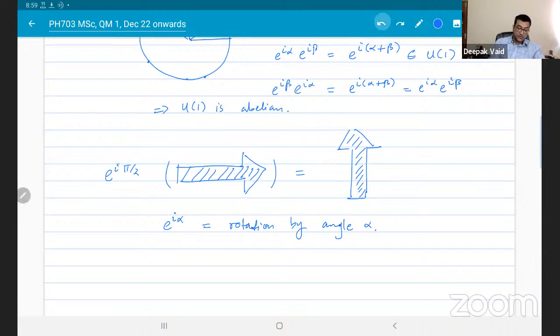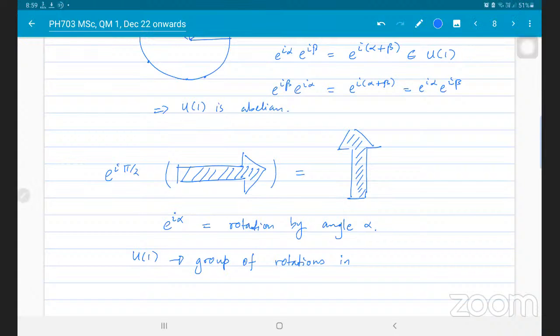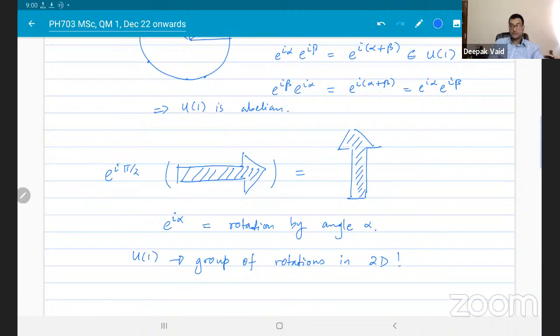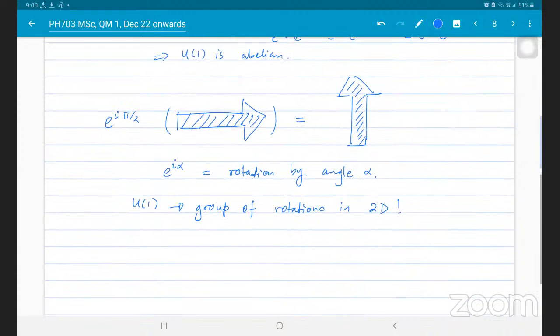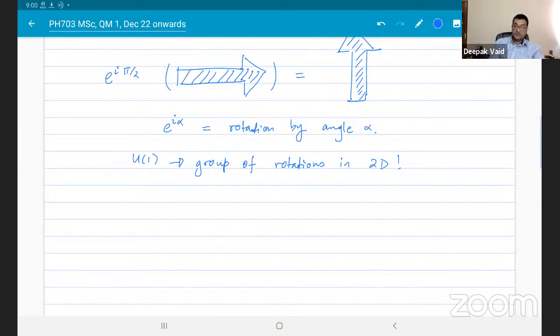So this group U1 is the group of rotations in how many dimensions? Is this in 3 dimensions? Varun? 2 dimensions. In 2 dimensions, right? It is a group of rotations in 2 dimensions, right? Now, is there any other way to express rotations in 2 dimensions?